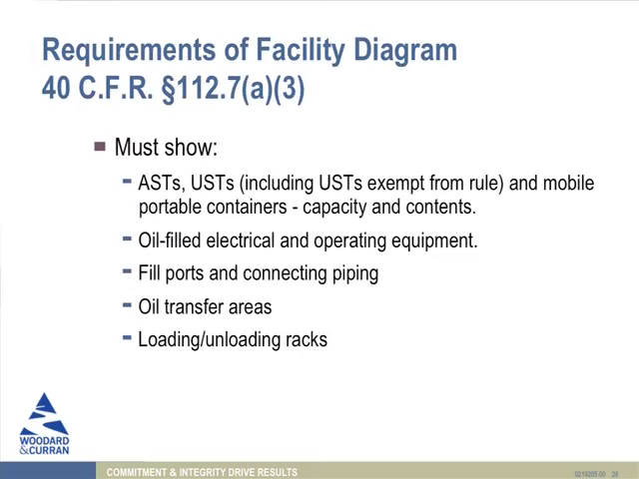The facility diagram that we mentioned, there's very specific things that you need to make sure show up on your facility diagram. All of your ASTs, USTs, mobile containers, 55-gallon drums, kitchen grease containers, all need to be documented on the facility diagram as to where they are and what they contain. Oil-filled electrical and operating equipment, fill ports, and connective piping needs to be shown, oil transfer areas, and any loading and unloading racks. So for instance, if you've got a tank, your facility diagram should display where on your campus that tank is and label it as a 500-gallon diesel AST, whatever it is. You need to have that kind of information for your tanks.